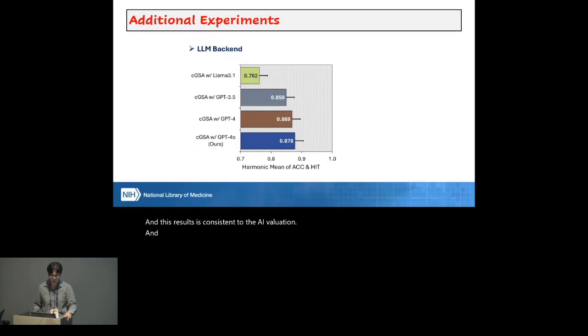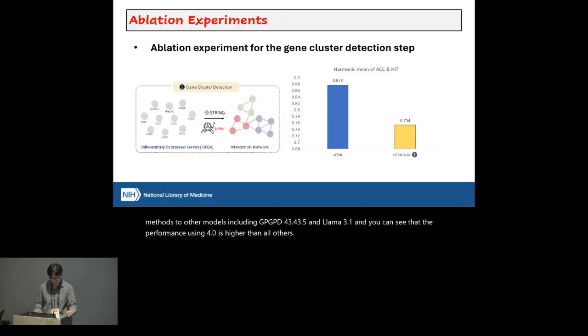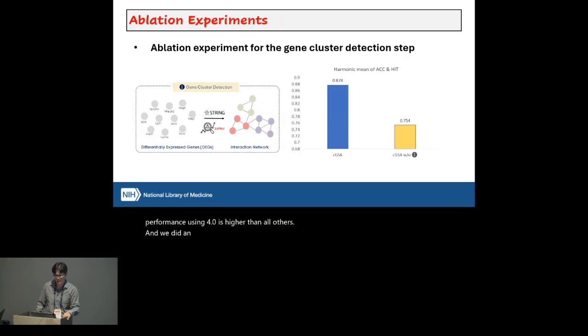And we did an additional experiment to replace the backend large language model with other models, including GPT-4o, GPT-3.5, and Llama 3.1. And you can see that the performance using 4o is higher than all others. And we did an ablation experiment for the gene cluster detection step. And the performance dropped about 12% without using the cluster approach.